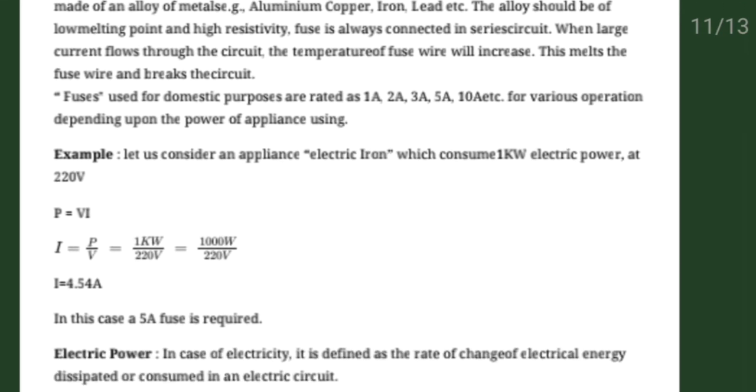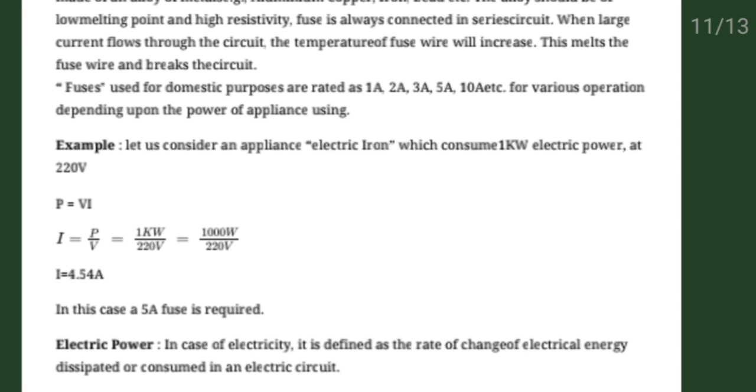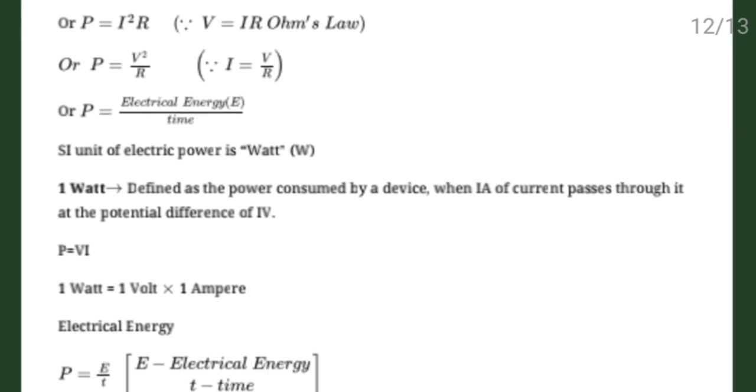Okay. Now, electric power. In case of electricity, it is defined as the rate of change of electrical energy dissipated or consumed in an electric circuit. P is equal to VI, or P is equal to I square R, or P is equal to V square by R, or P is equal to electrical energy per time. The SI unit of electrical power is the watt, capital W. 1 watt is defined as the power consumed by a device when 1 ampere of current passes through it at a potential difference of 1 volt. So P is equal to VI, 1 watt is equal to 1 volt into 1 ampere.